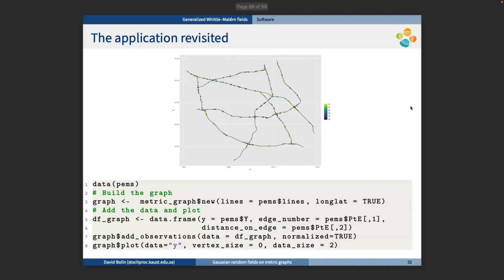Right, so again, going back to the data, here's the same slide as before, how we define this graph for this traffic data.